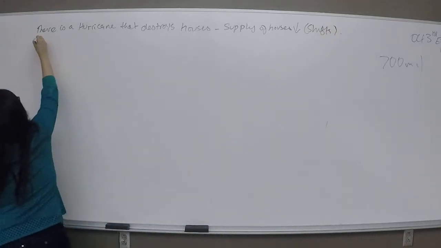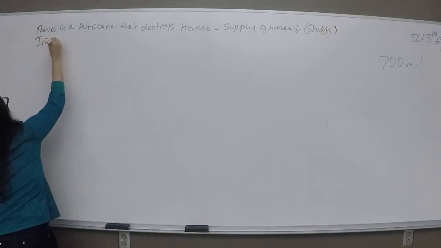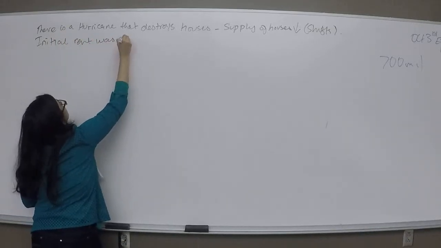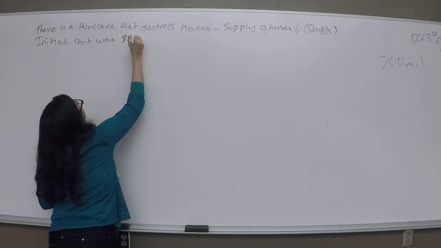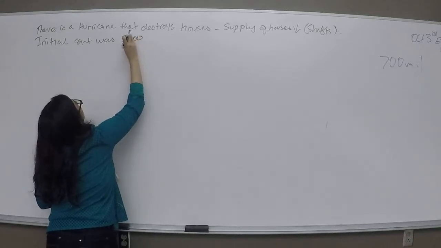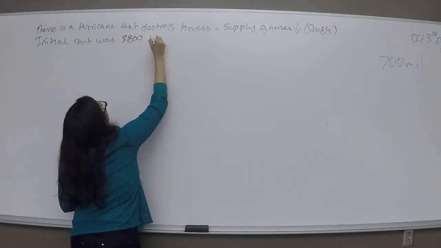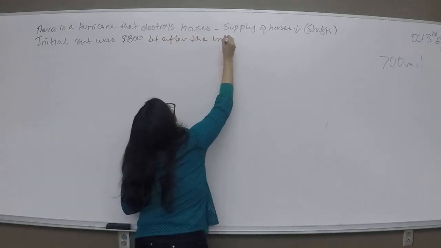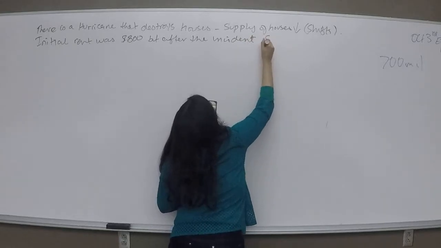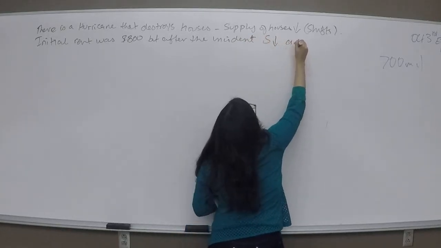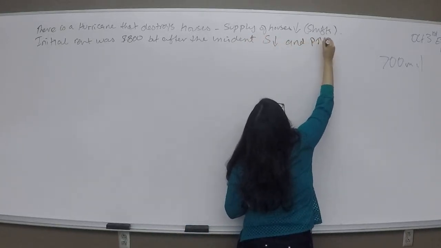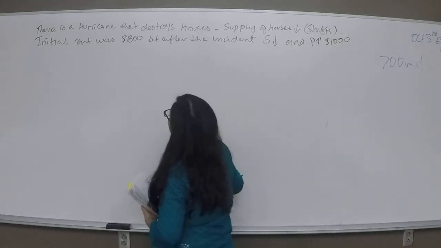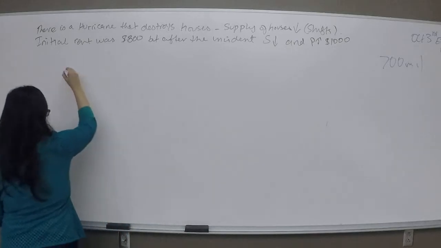Now, initial rent was 800. But after the incident, supply decreased and price went up to 1,000. Price of the rent.